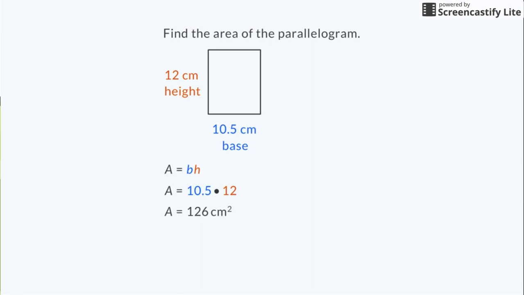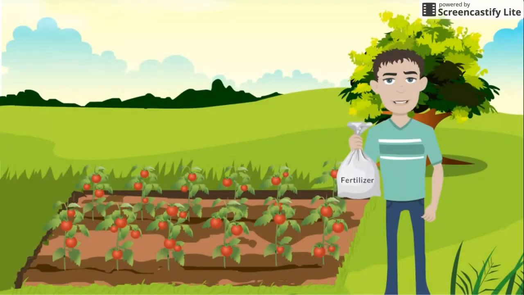The dimensions were in centimeters, so centimeter times centimeter is centimeter squared. The area of the parallelogram is 126 square centimeters, notated cm with the superscript of 2. Finding the areas of parallelograms is not so bad. It sure helped me determine how much fertilizer to purchase for my garden.